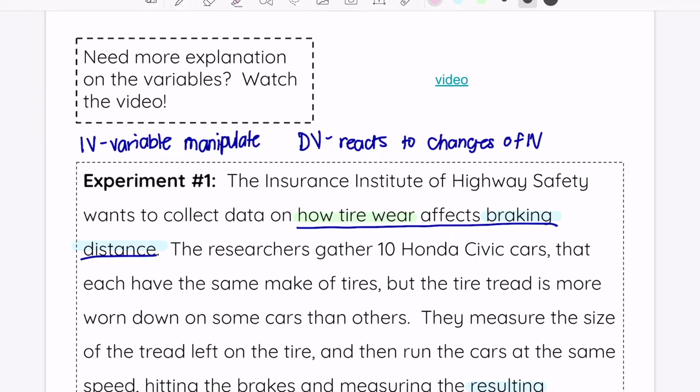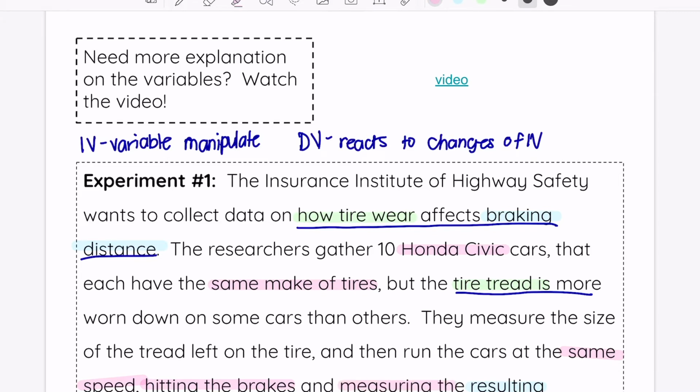What stayed the same was the brand of the cars, or what kind of car it was, the same make of tires. This part here, the tire tread, is part of what the independent variable is, right? So the tire tread that's wearing down on some of the cars. They measured the size of the tread left on the tire and then ran the cars at the same speed. So that's important to know, that they controlled for speed and maybe how hard they're hitting the brakes. And then how they measured it. So that's important, how they measured it.